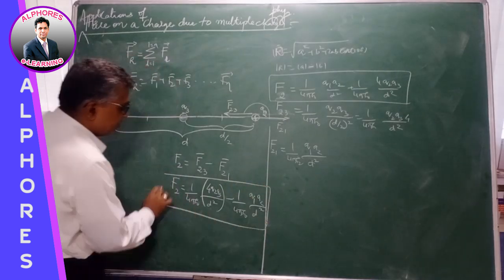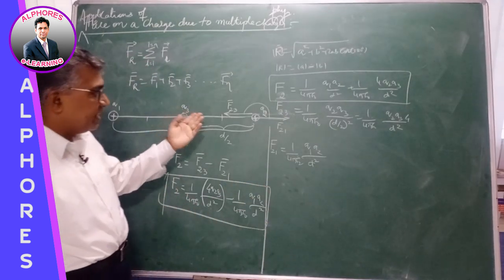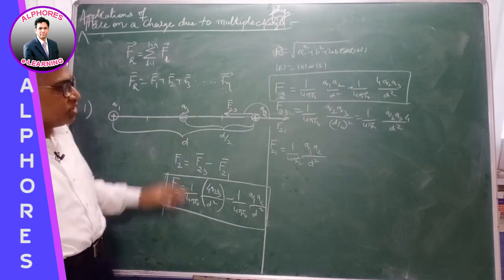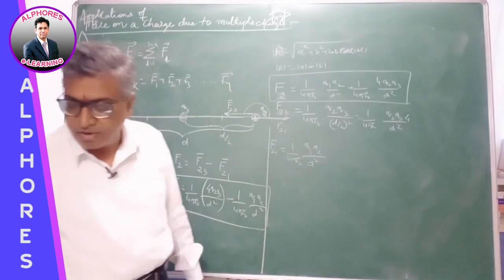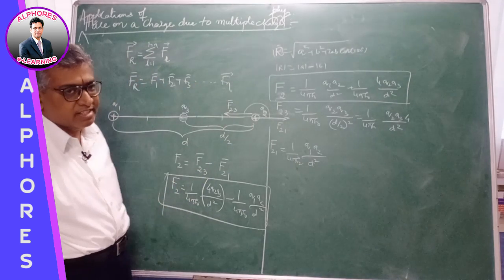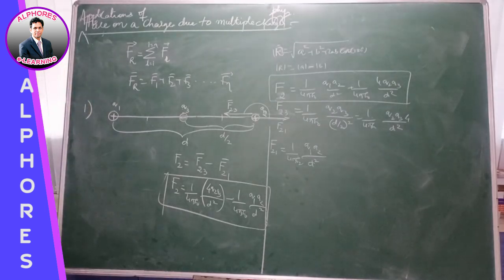So for the resultant force, look, because of the change in the nature of the charge, the magnitude has changed. So this way you can find the resultant force acting on any charge due to the number of charges that are placed in its vicinity. Okay, right.